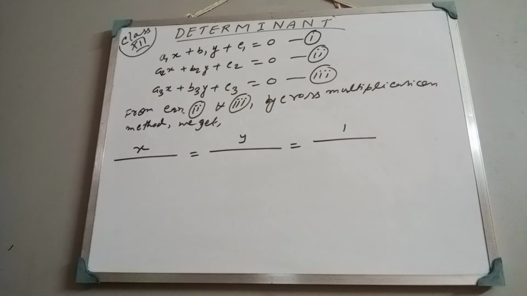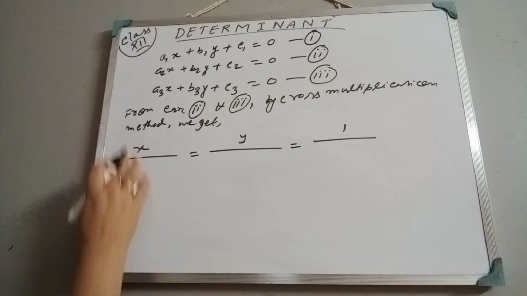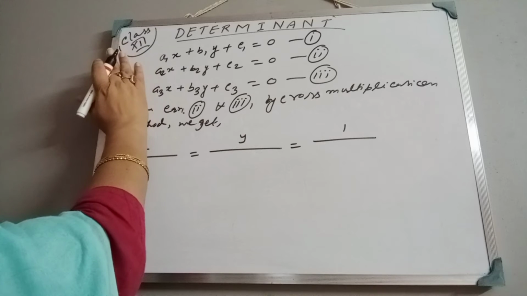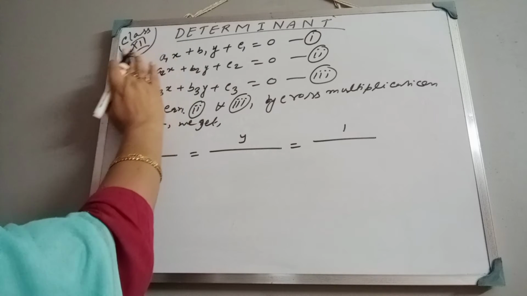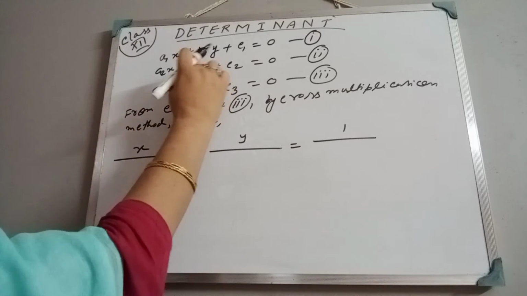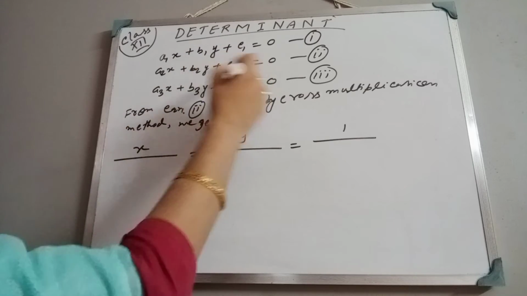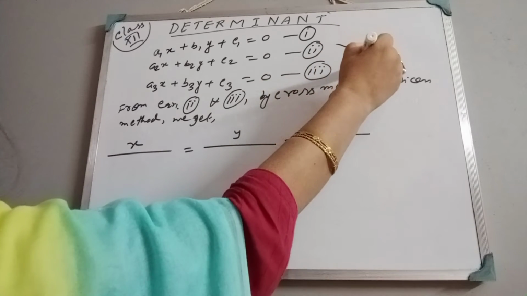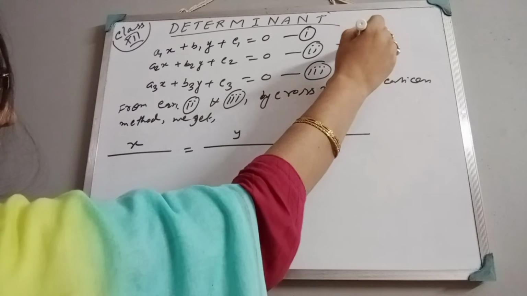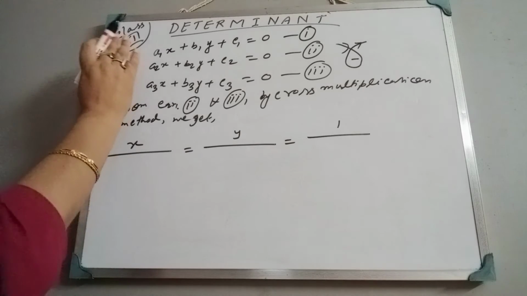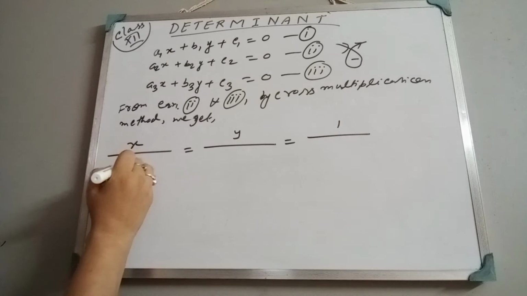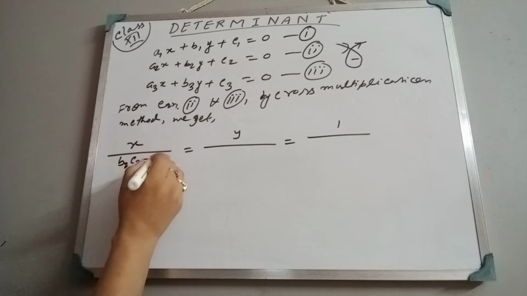Now we have to find the denominator of x. We will write just equation 2 and equation 3, a2x and a3x. Then what will we get? b2c3 minus b3, and we follow this direction, and the minus sign will be there. So b2c3 minus b3c2. So right here b2c3 minus b3c2.